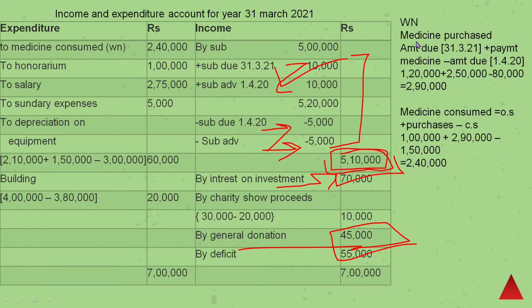So medicine purchased is going to be the amount due to creditors at the end, plus all the payment that we have made, minus the amount due in the beginning. So we calculated and we got it, and then we do opening stock plus purchases minus closing stock. Look, you'll have to solve it yourself. By just seeing it you can get the concepts, but to actually be able to solve all the questions you'll have to practice on your own.